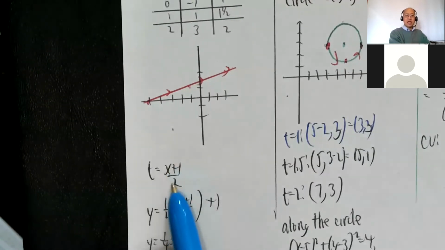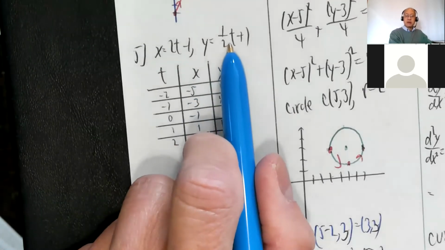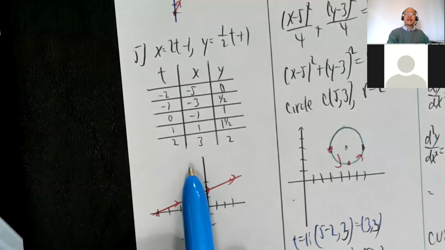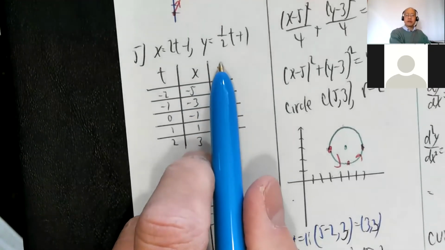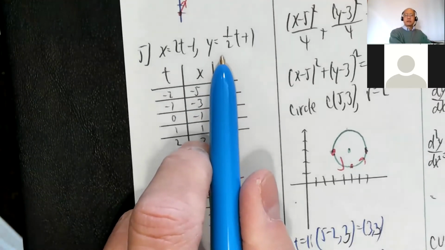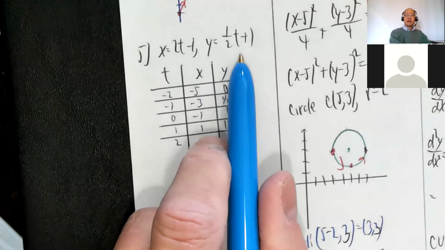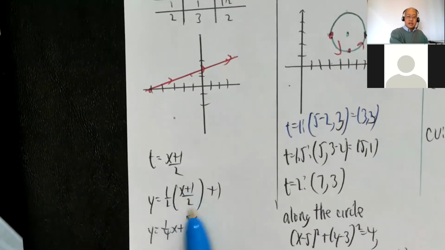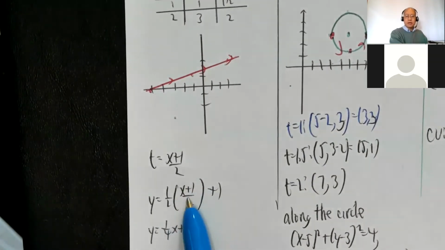So now I pick this up and plug it into here. That gets rid of the t. That eliminates the parameter, the extra variable. So y is 1/2 t plus 1. So here it is, 1/2 t, there's t, plus 1.